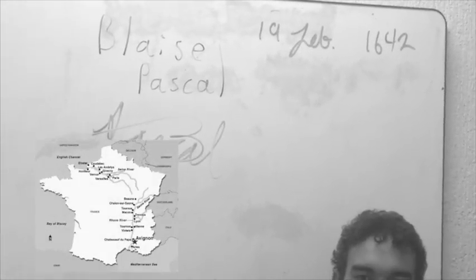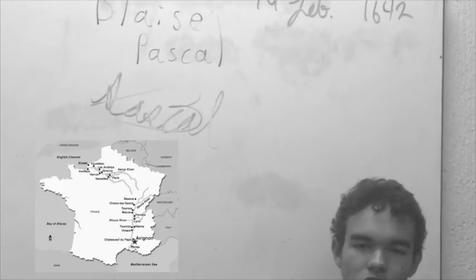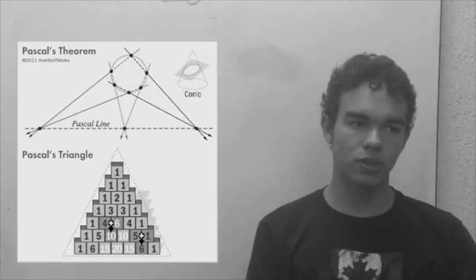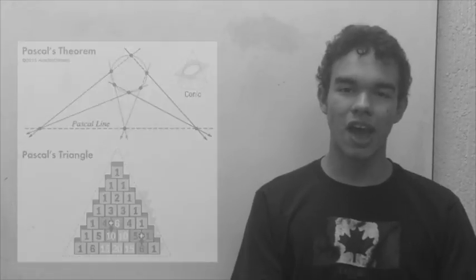My name is Blaise Pascal. I am a French philosopher born in Avignon, France, on 19 June 1623, and I am famous for many of my mathematical and philosophical studies, especially the ones on fluids. And today I will show you my triangle, Pascal's triangle.